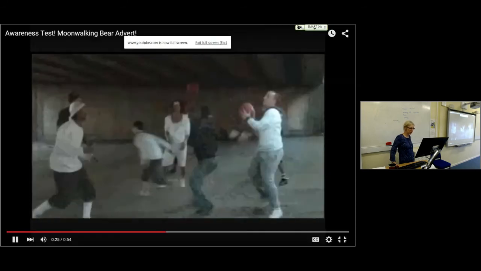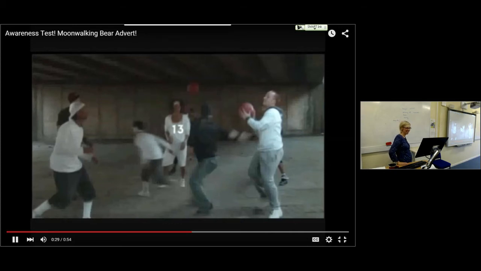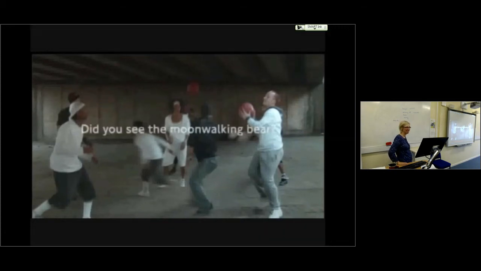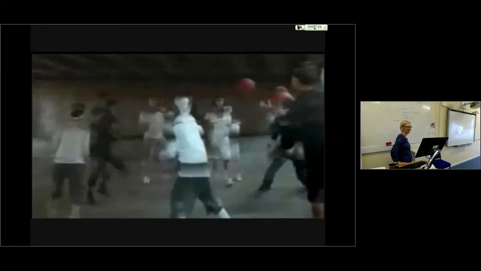Oops, hang on. The answer is 13. But did you see the moonwalking bear? Did you see a moonwalking bear? The clue was in the top corner, wasn't it?